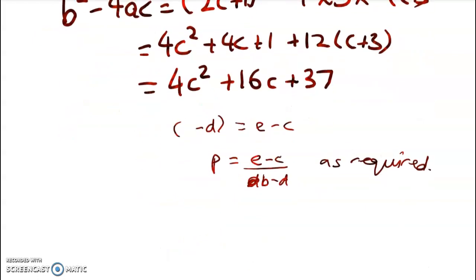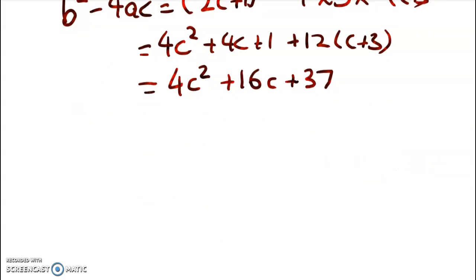Now, if we want to show that something's positive, the best way to do it is to show that we've got a square, right? Because squares can't be lower than 0. So we're going to complete the square on the first bit, and then hopefully the leftover bit is never going to take us into negative numbers. And that's what happens here.